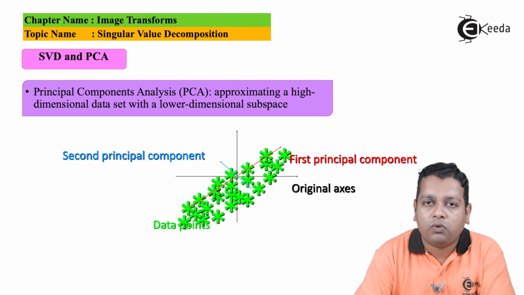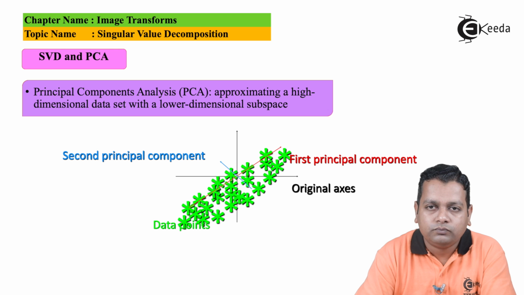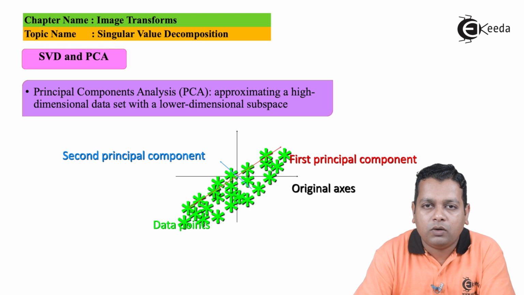It is actually approximating a high dimensional data set with a lower dimensional subspace. So high dimensionality is reduced to lower dimensionality, we can say. In terms of geometry, you can see the data points available here. From these data points, as far as the axes are concerned, the variance, as in the KL transform, is found and the components of principal values are obtained.